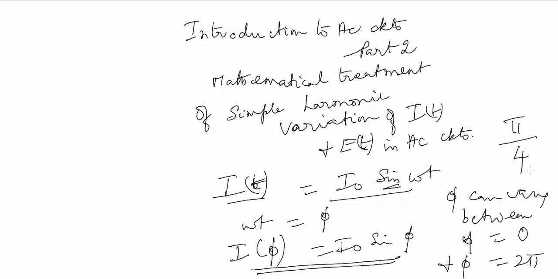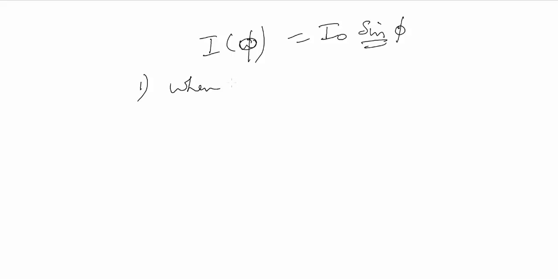Now let us see how the sine value varies with this. This will be our next study. Now I will draw a tabular column. I as a function of phi is equal to I naught sine phi. It is a sine function. Now how am I going to change? In the case when phi equal to 0, sin phi equal to 0, which implies I as a function of phi is also equal to 0.